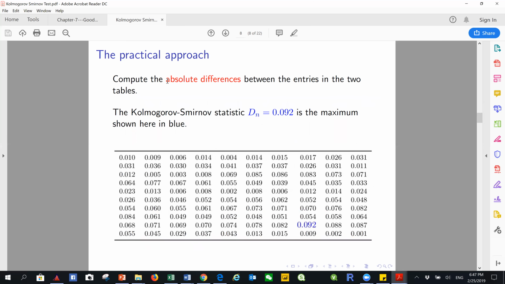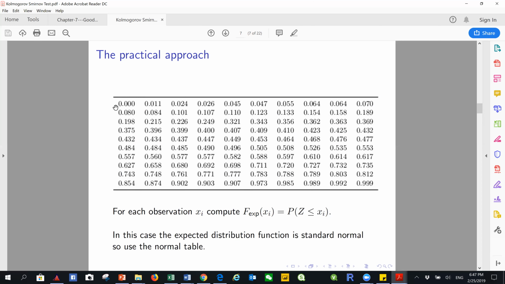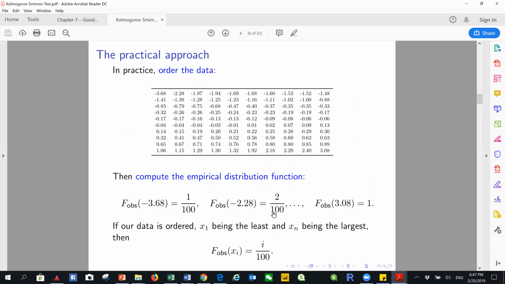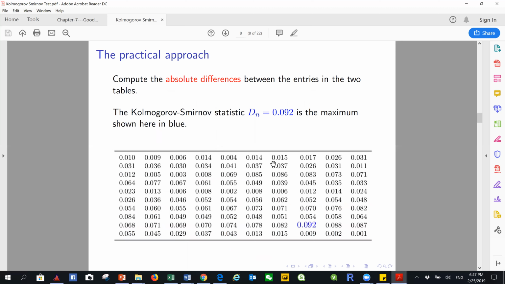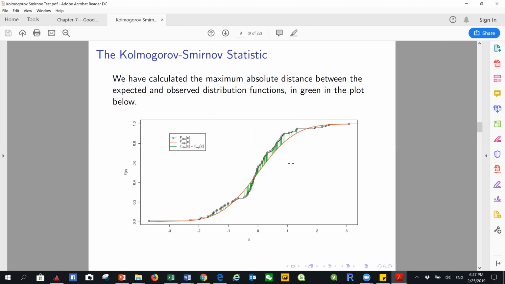Then we find the absolute differences. You compare these one by one. So the first one, this one with this, and 0.02 with this one, and 0.03 with this one, and so forth. So you find the absolute values and take the sum of these values and see what the result will be.